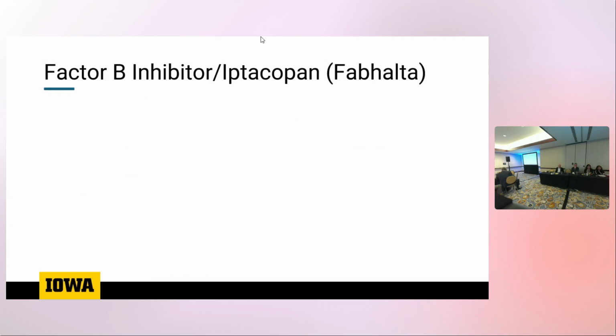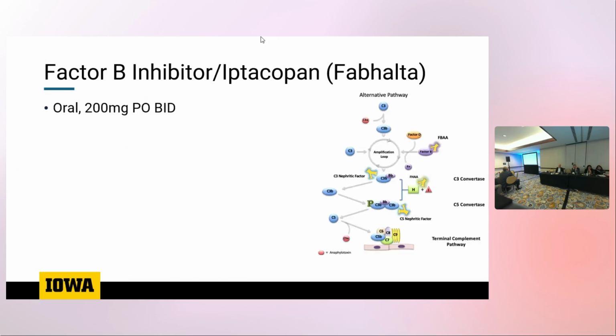So let's get to the factor B inhibitor, iptacopan, or Fabhalta data very quickly. So it's an oral 200 milligram PO BID. I mention every time I stand up here that we started using the agent back in 2019 in the phase 2, mostly in transplant at that time for us, but we also had to add some native kidney disease patients in there too. But this is the pathway.